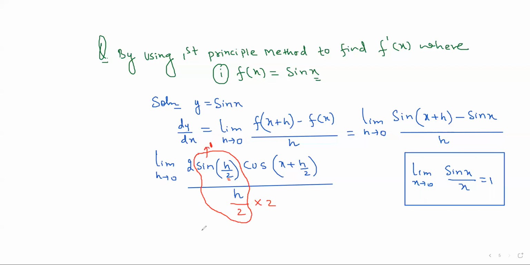So finally, limit h tending to 0, the 2 gets cancelled. Simply, beta, cos of x plus h by 2, and h is tending towards 0, so you can consider this as 0. So finally, this is equal to cos x. This is your answer, using this very simple formula, limit x tending to 0 of sine x by x is 1. Got it?